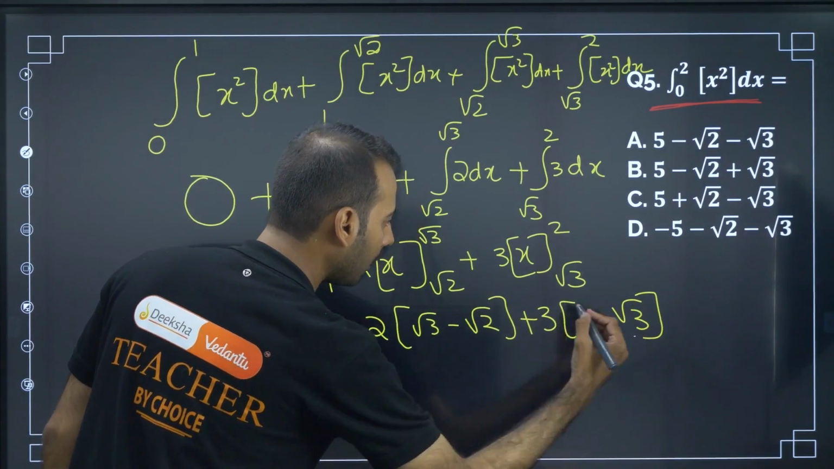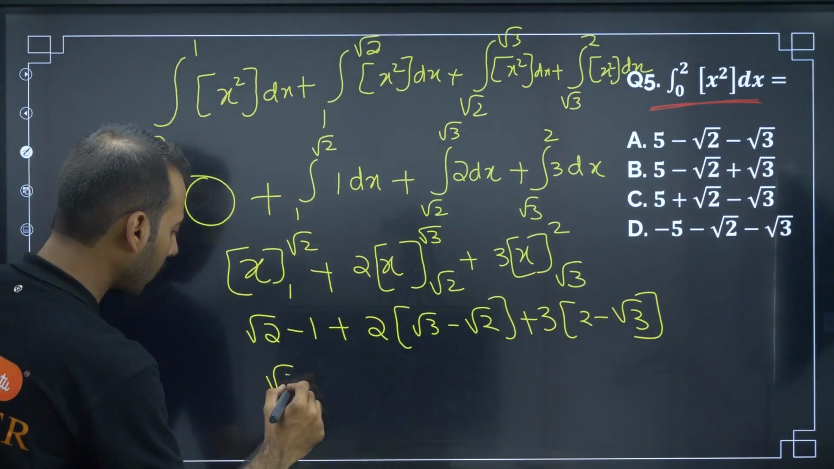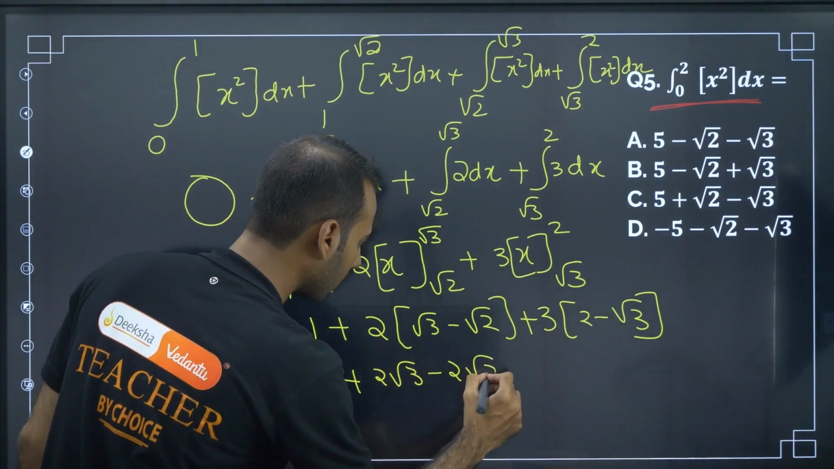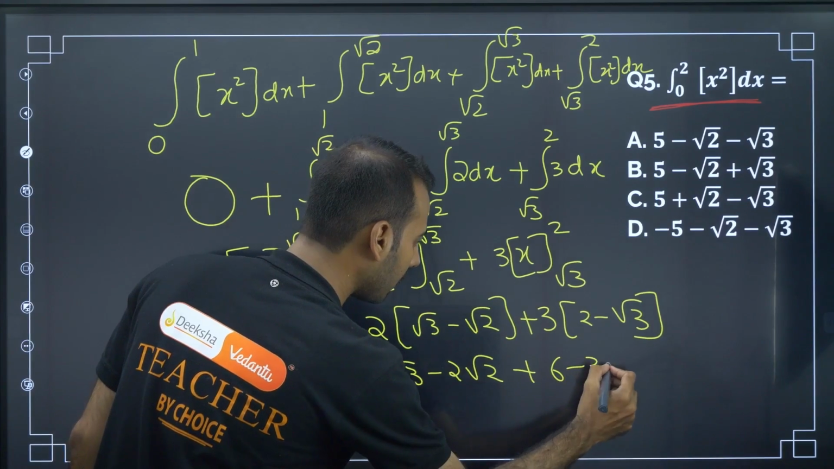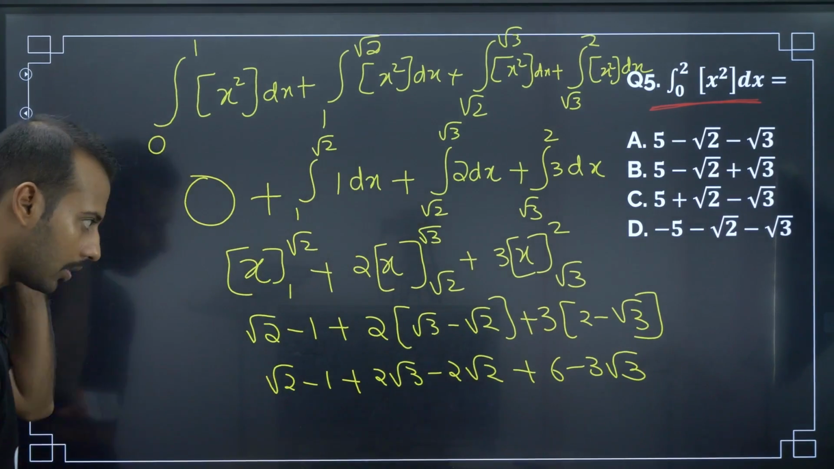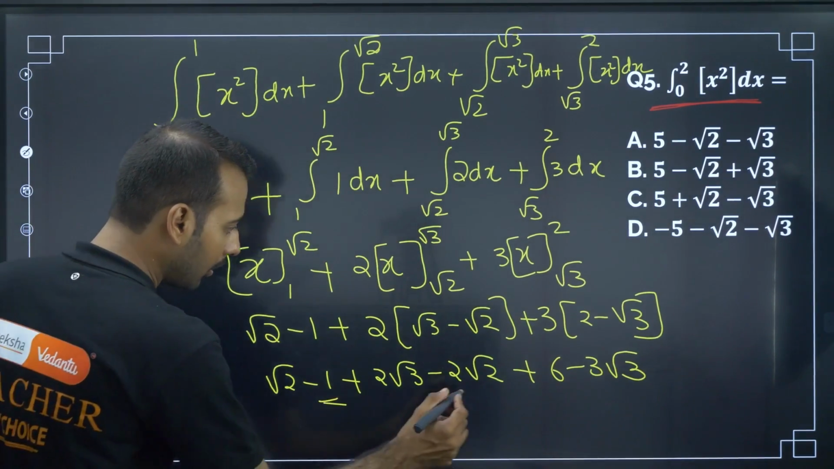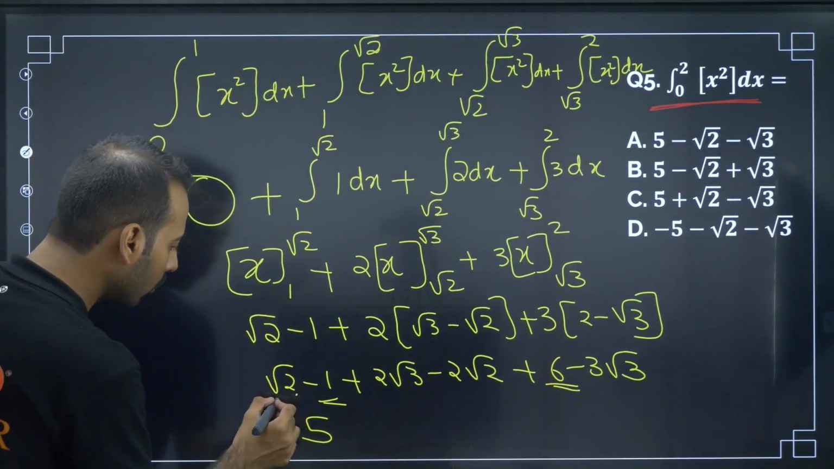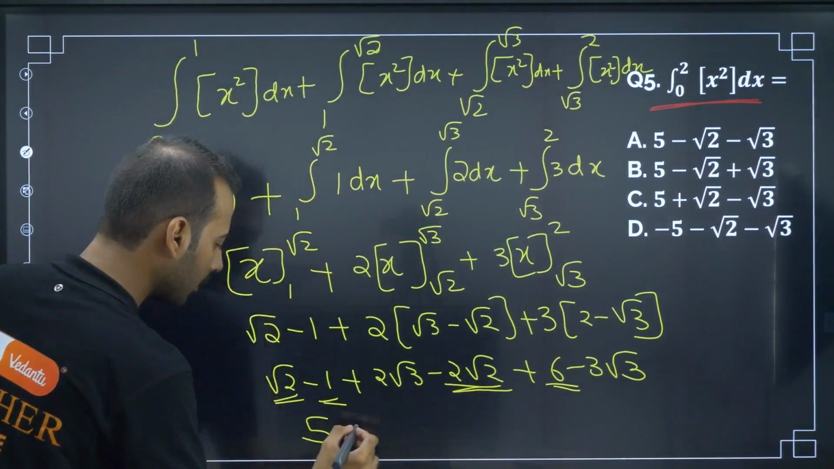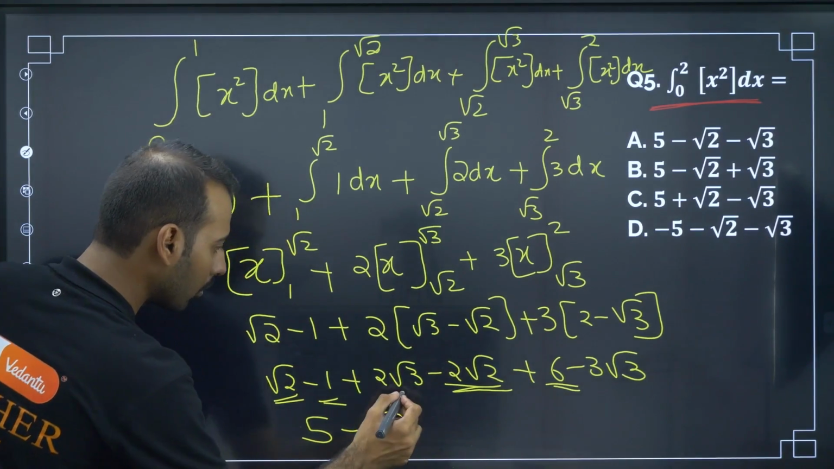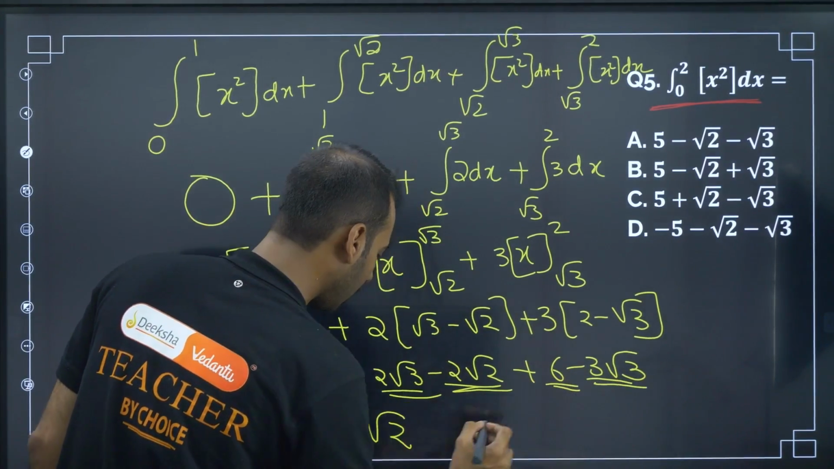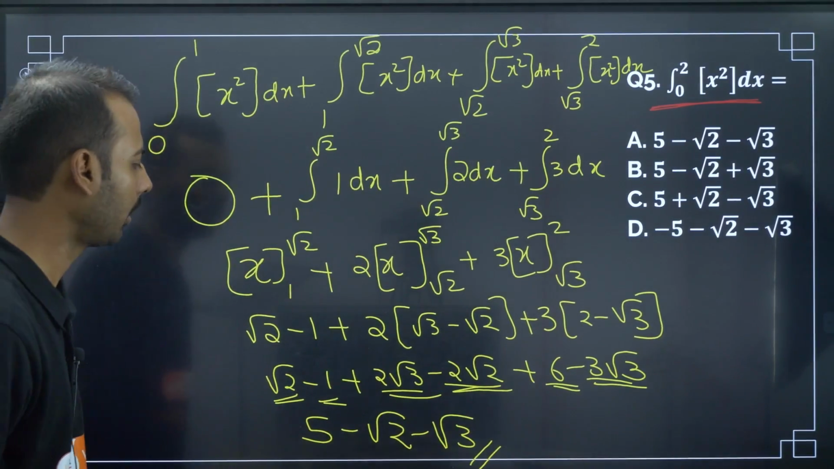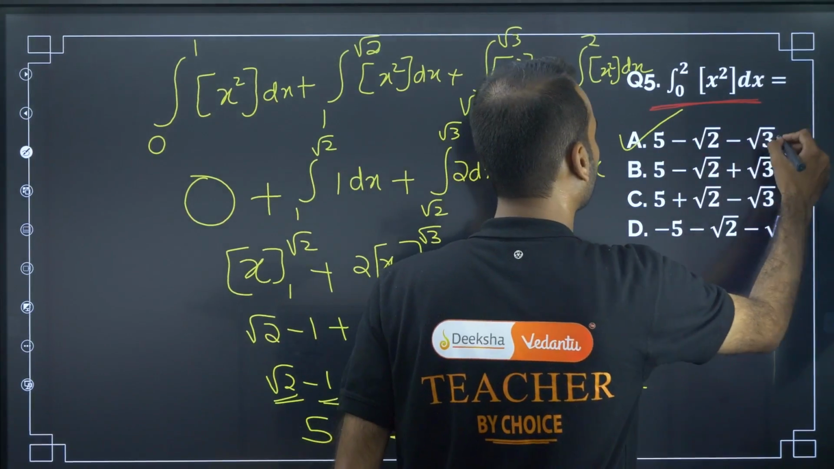2 minus root 3. So root 2 minus 1 plus 2 root 3 minus 2 root 2 plus 6 minus 3 root 3. Now if you simplify this, minus 1 plus 6, this is 5. Root 2 minus 2 root 2 is minus root 2. 2 root 3 minus 3 root 3 is minus root 3. So is there any such option, 5 minus root 2 minus root 3? Yes, A is the answer.